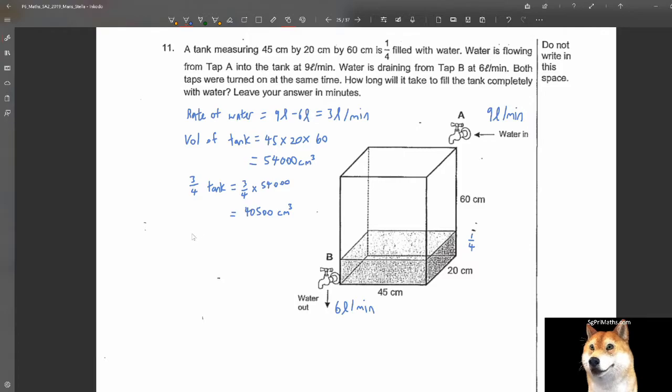So time. 3 liters, or 3,000 cm cubed, will be equal to 1 minute. So the remaining volume, 40,500 cm cubed, will be equal to 13.5 minutes. That's it.